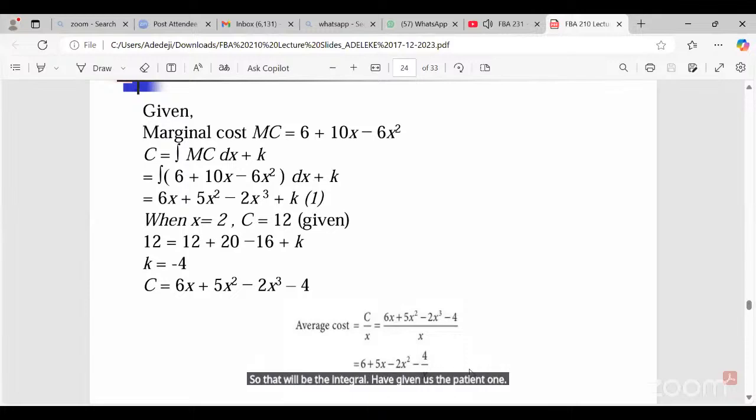But we have further information. We're told that a pair of shoes is 12.